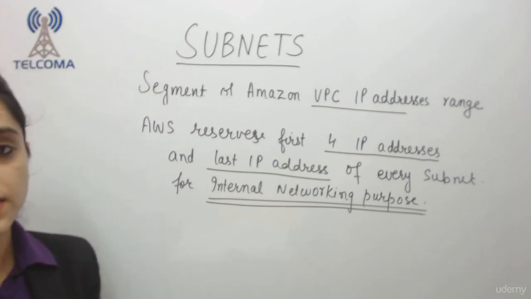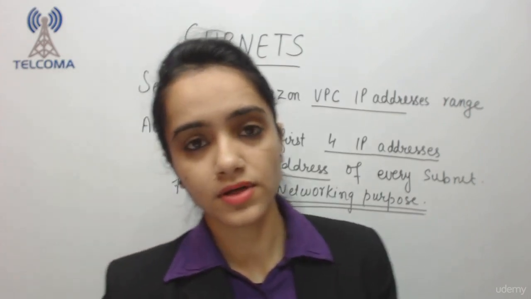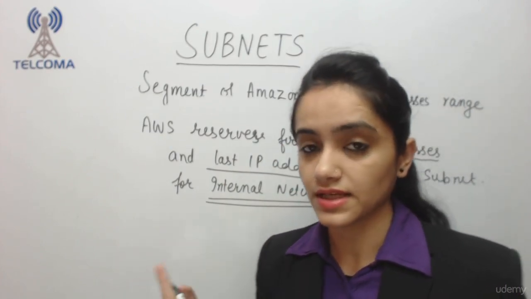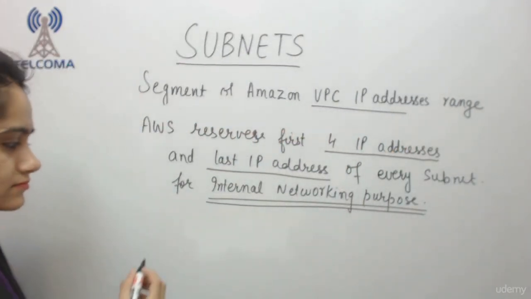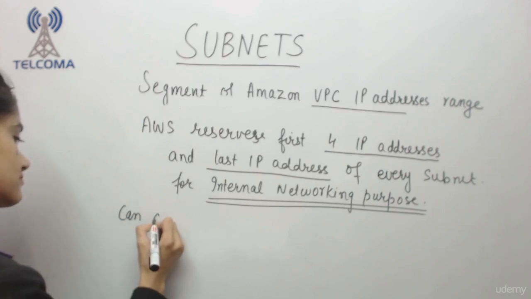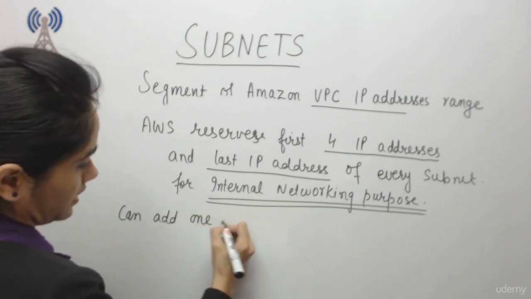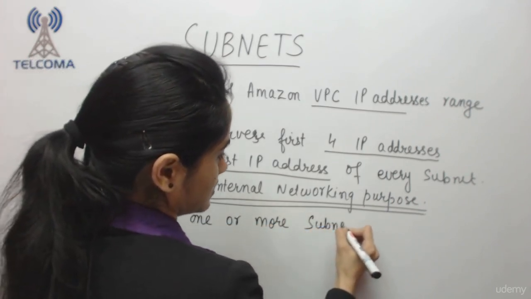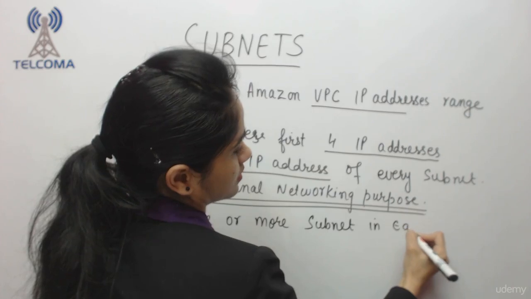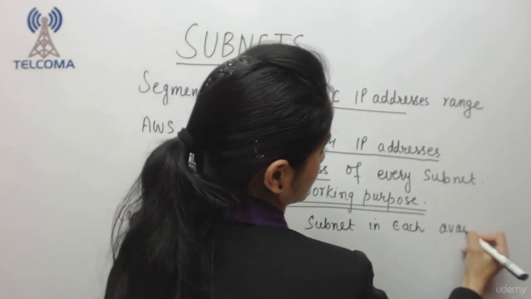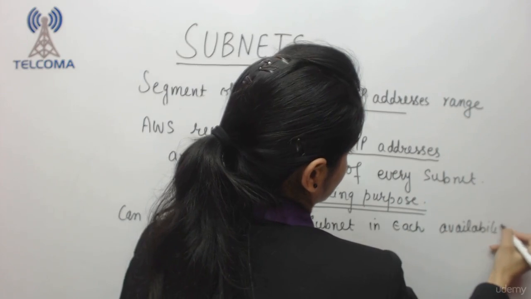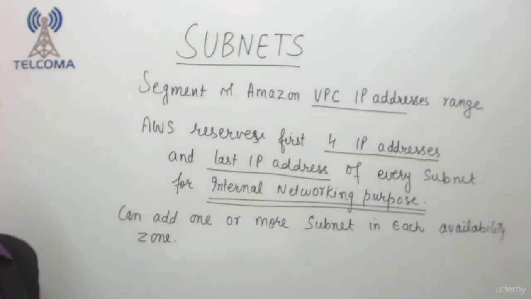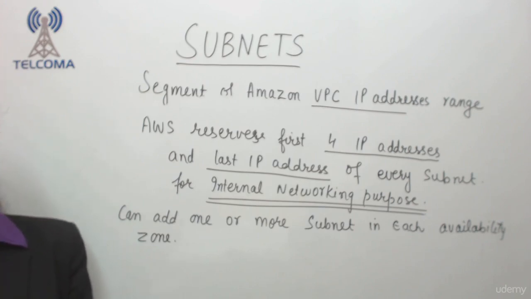Now after creating an Amazon Virtual Private Cloud, if we have created a VPC, we can add one or more subnets in each availability zone. In each availability zone, we can add one or more subnets.